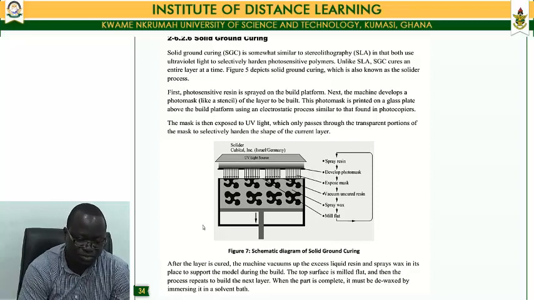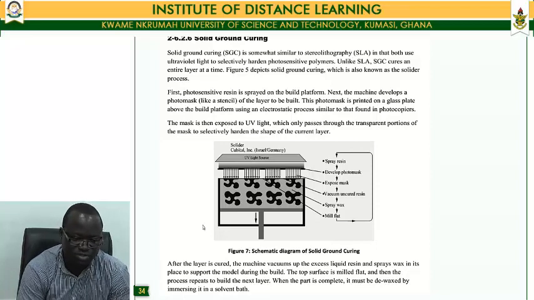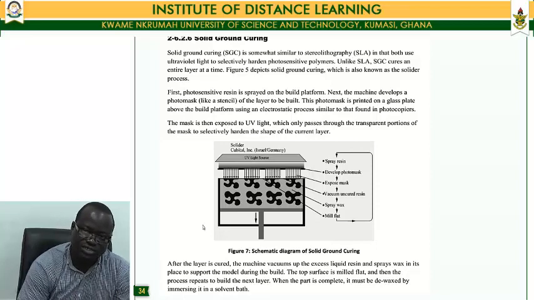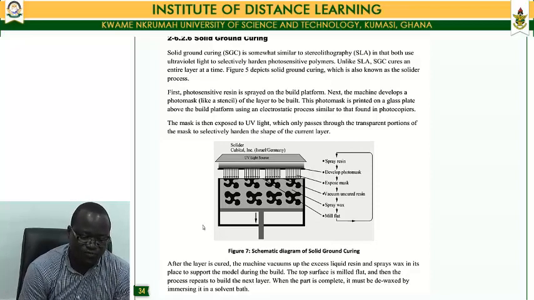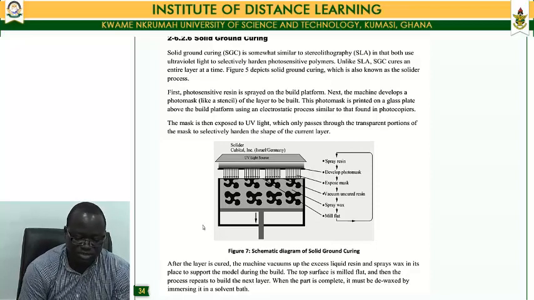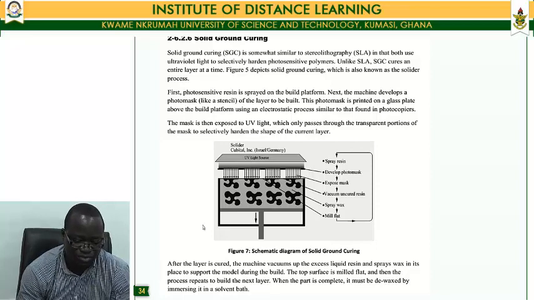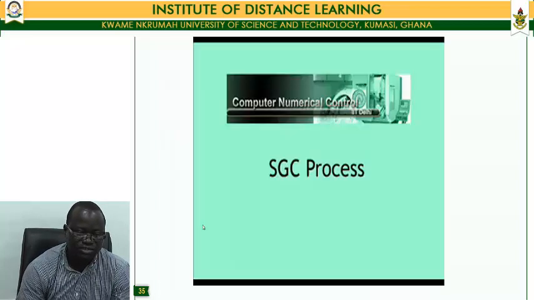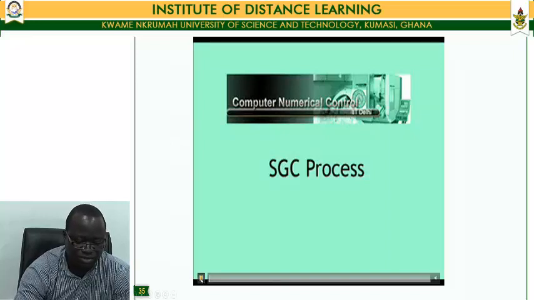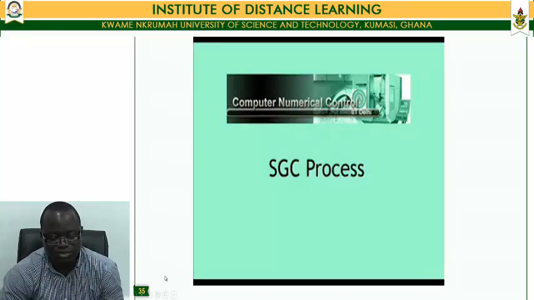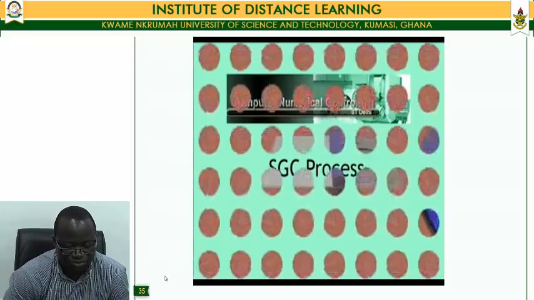The mask is then exposed to the UV, which only passes through the transparent portions of the mask to selectively harden the shape of the current layer. So after the layer is cured, the machine vacuums out the excess liquid and then sprays wax in its place to support the model during the build. So let's look at that SGC process in this very quick short video here, the SGC process.